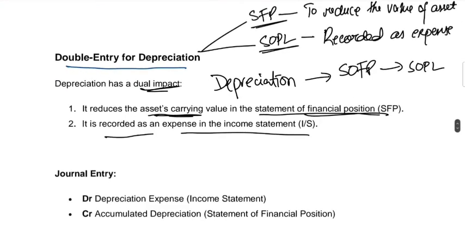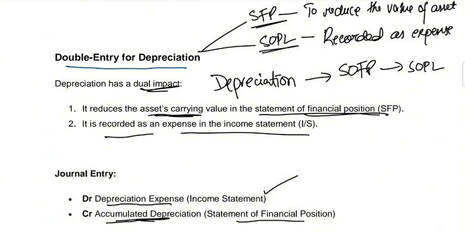Therefore, the journal entry is going to be debit depreciation expense, which is going to be on the income statement, because expenses always have a debit entry, and credit accumulated depreciation, statement of financial position. Accumulated depreciation, as I told you, is also known as piled up depreciation. But if you are talking about the depreciation at the start of the year, then it is simply equal to the depreciation charge during the year.